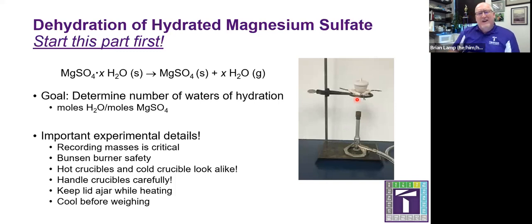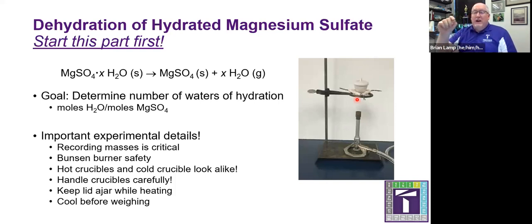Usually if you wait in the neighborhood of 5 to 10 minutes or so, that crucible is going to have cooled down to room temperature. But you do want to handle them carefully. They are fragile. You do want to avoid breaking those crucibles, and you do want to make sure that you're taking the mass measurements at the appropriate times.